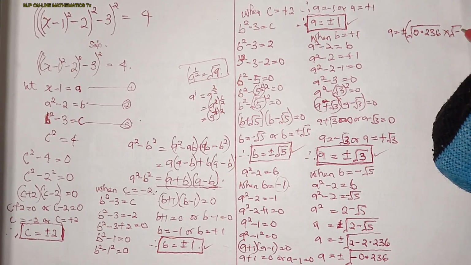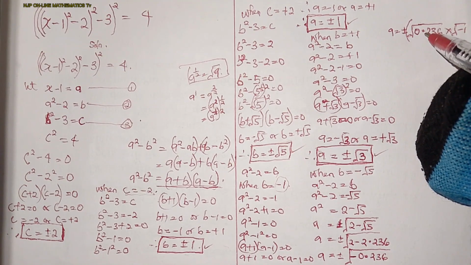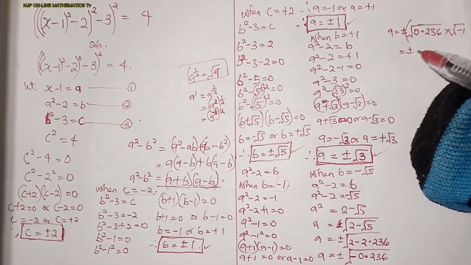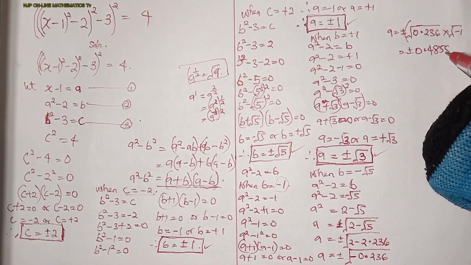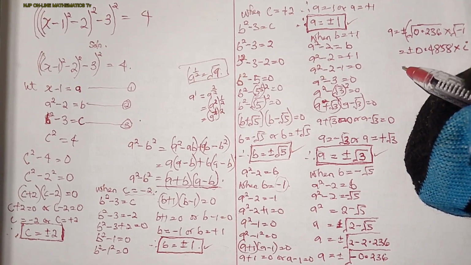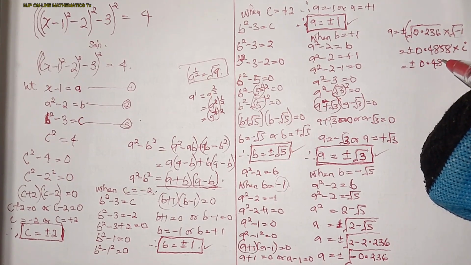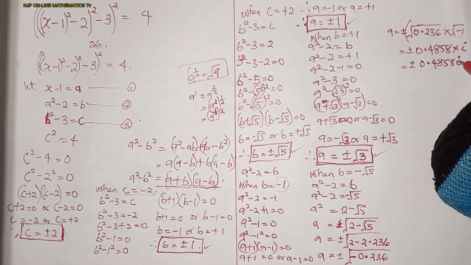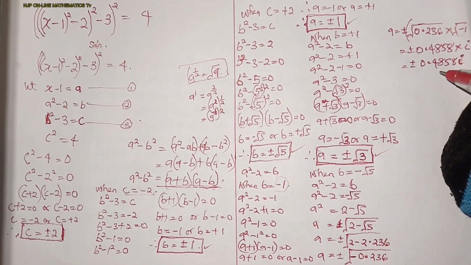Multiplying the root of negative 1 and the root of 0.236, here is positive or negative 0.4858, and the root of -1 here is i. So we are having positive or negative 0.4858 i. This is the imaginary value when we determine the root of a negative 1.